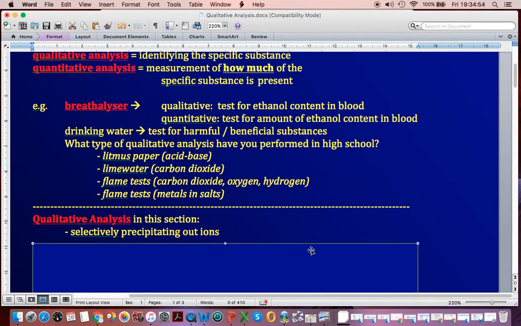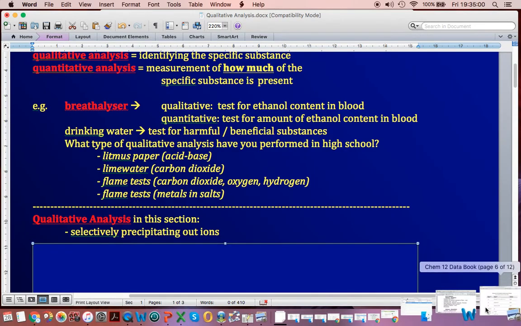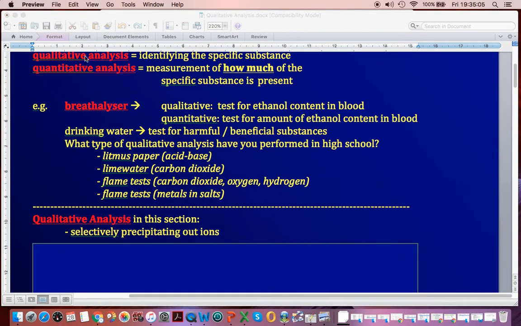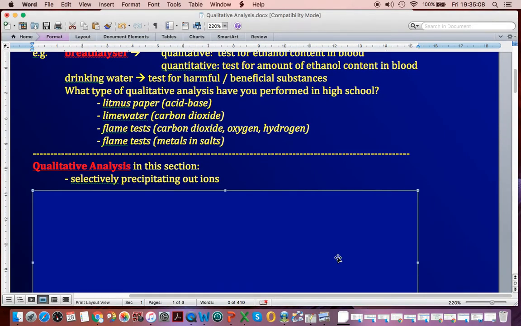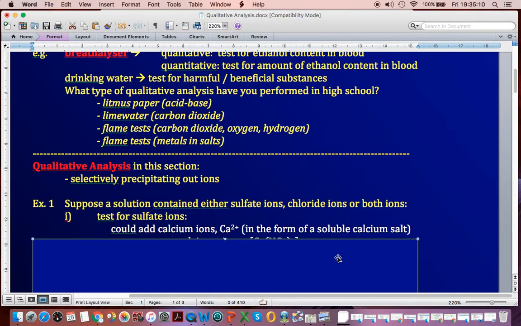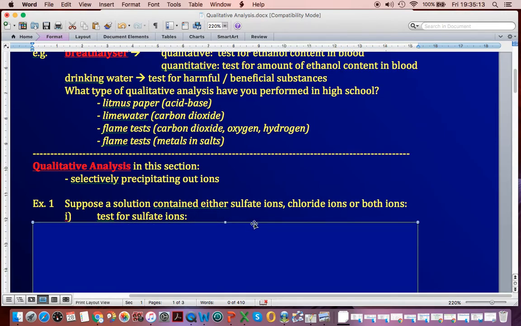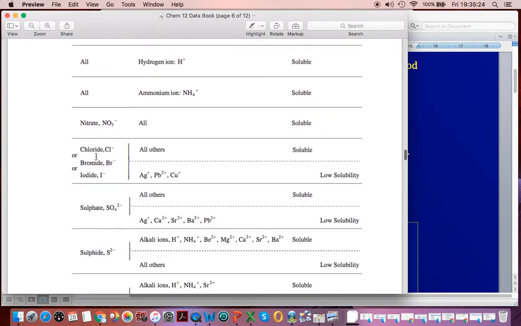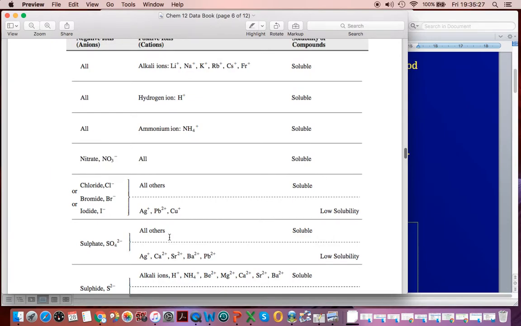So here we are looking at taking a mixture and pulling the ions out one by one. That means you need this friend nearby, your table of solubilities. So what we're looking for is we have sulfate and chloride, and we want to pull them out one by one. So somewhere I see sulfate here and I see chloride here. And it means I'm going to have to add a cation. The first step is to add a cation that will precipitate out one without the other.